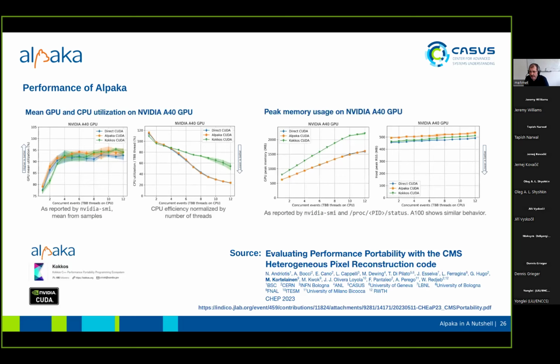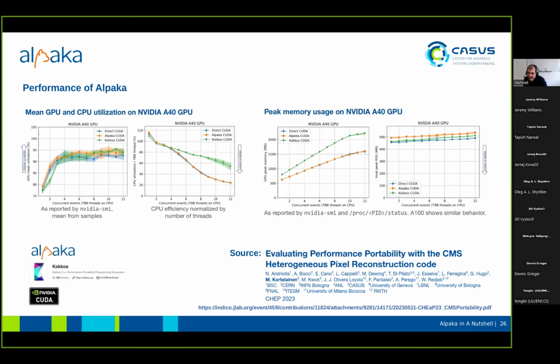Performance of Alpaka. A study for understanding the performance of Alpaka was carried out by Alpaka contributors and maintainers at CERN. Three parallel programming tools are compared: Alpaka, the first one, a similar abstraction tool called CASUS, and CUDA.